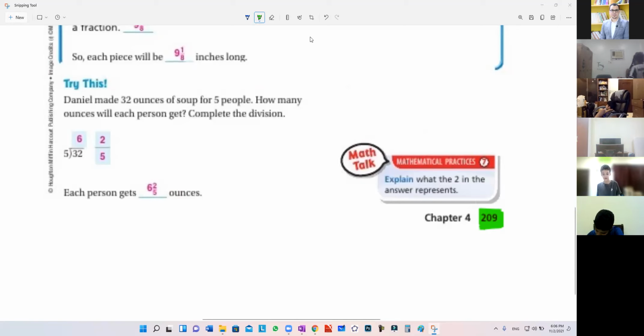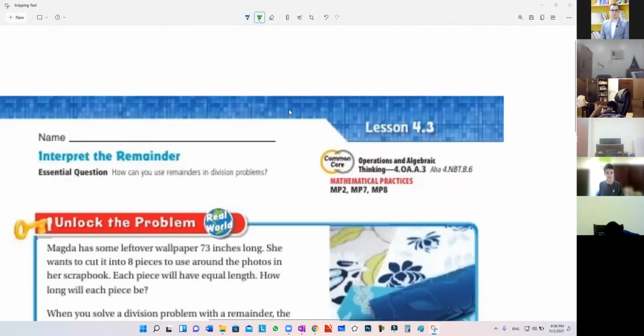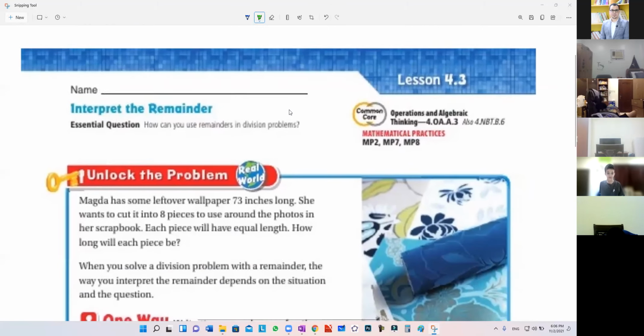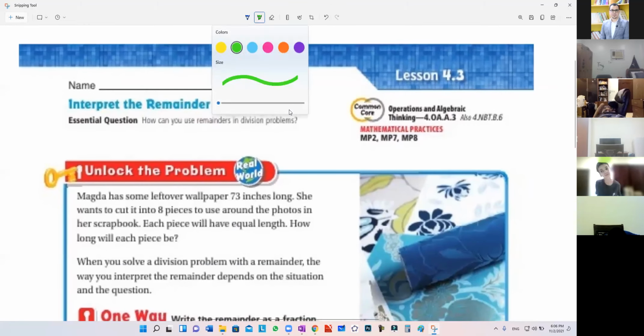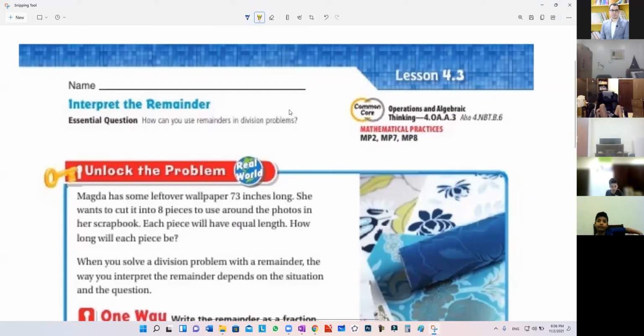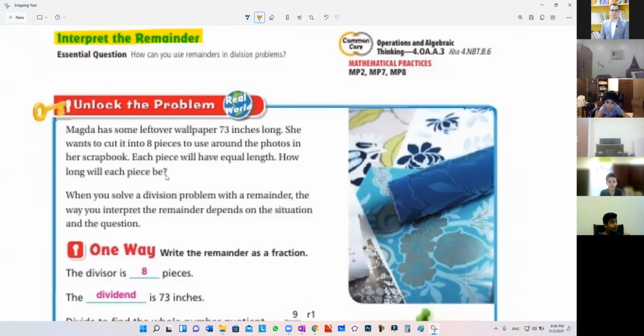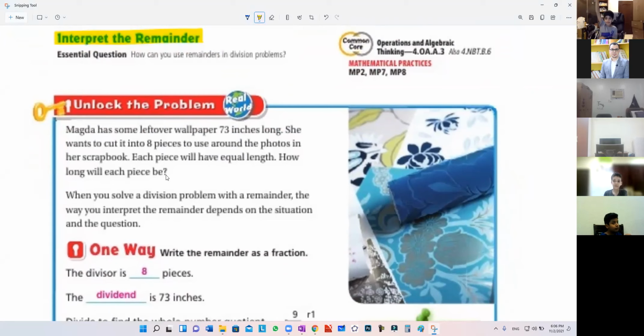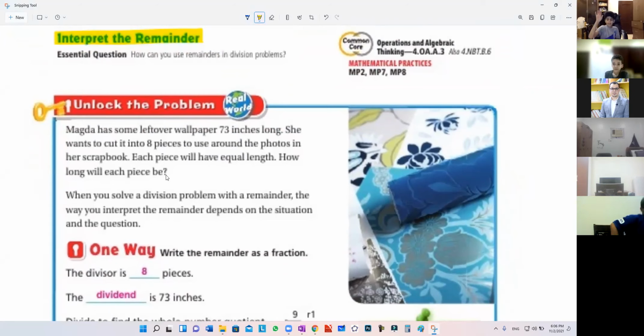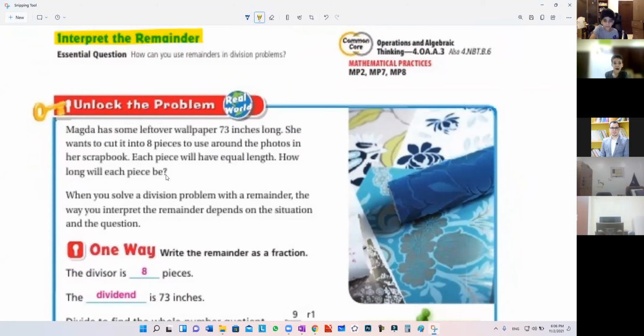Okay, everyone, let's start. Our lesson today, as I said before, is lesson 4.3, and it's about interpreting the remainder. I need someone to unlock the problem here, who can read? Okay, Mustaba.